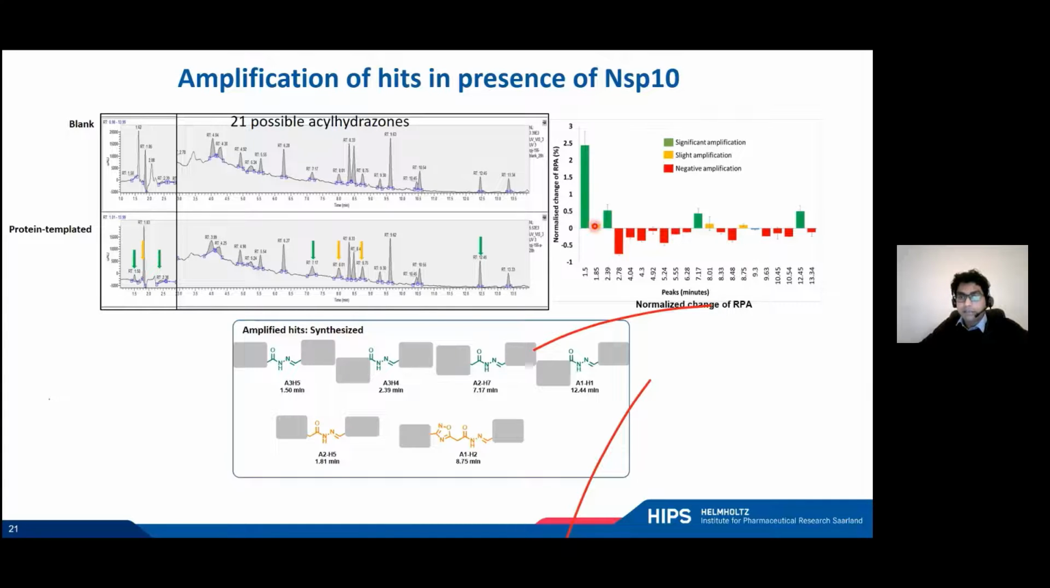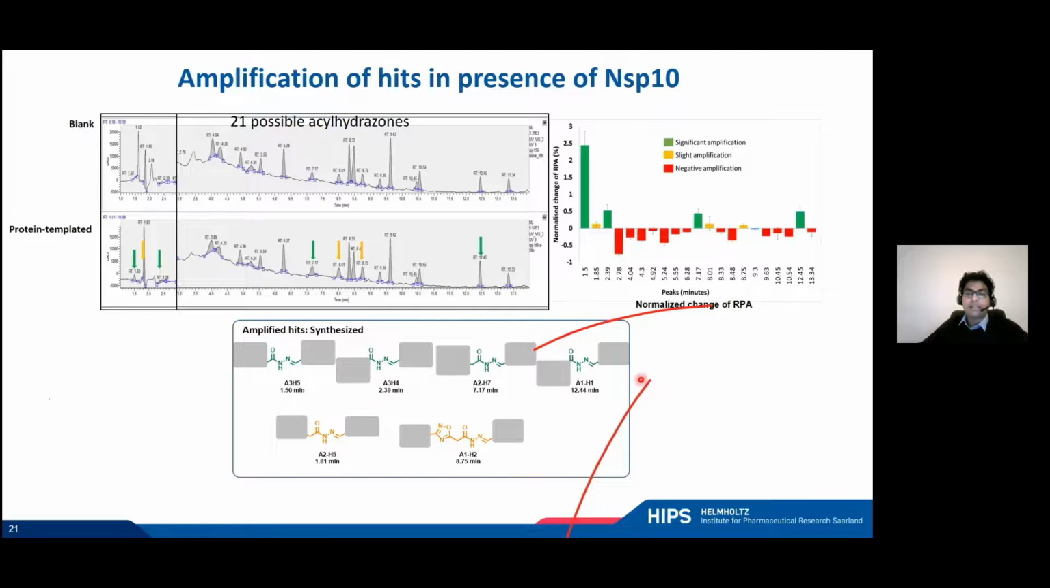And then there are some 3 compounds which are amplified a little bit. Their peak area is a little bit higher than the peak area of the compounds in the blank reaction. So I'm sorry that I can't show you the exact structure again, but just to let you know that these were the 4 compounds which we synthesized, because instead of synthesizing all these 21 compounds, we just synthesize the compounds which are amplified, right?